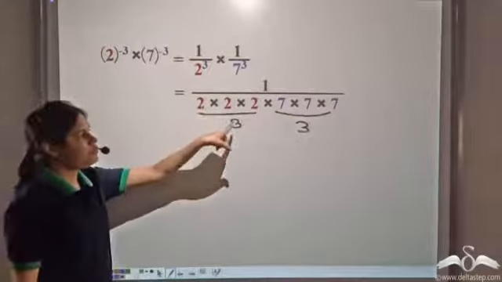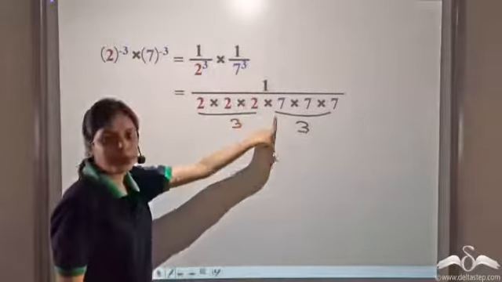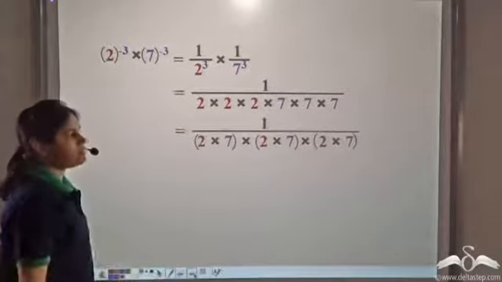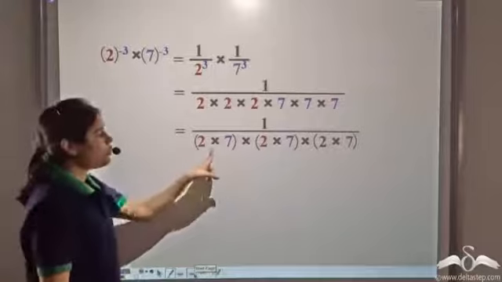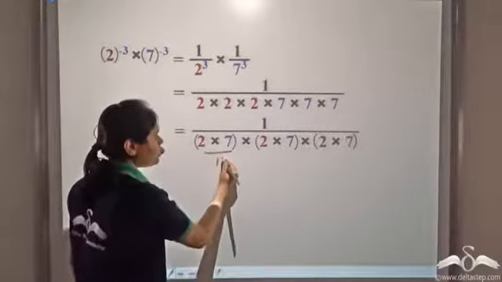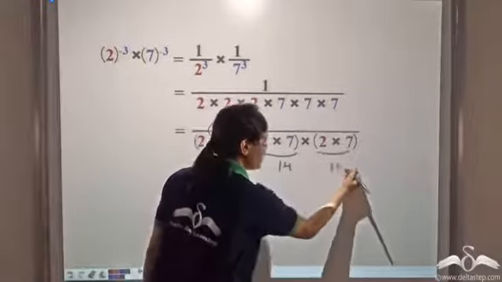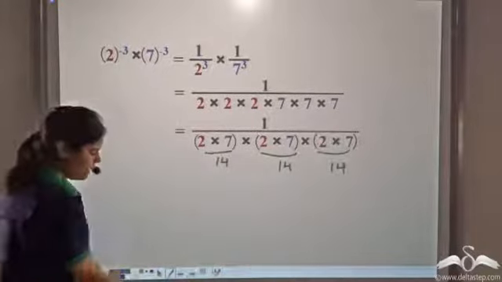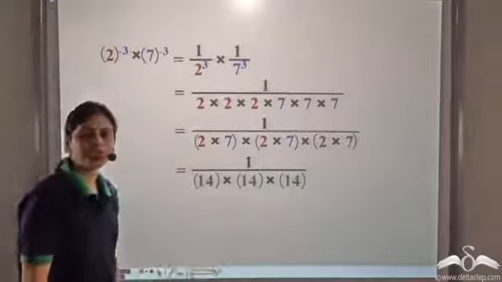So for every 2, we have a 7. So we can write them together. So let's write them together and group them in this manner. Now 2 into 7 is 14. So this is 14, this is 14, and this is 14. So we have 1 divided by 14 into 14 into 14.